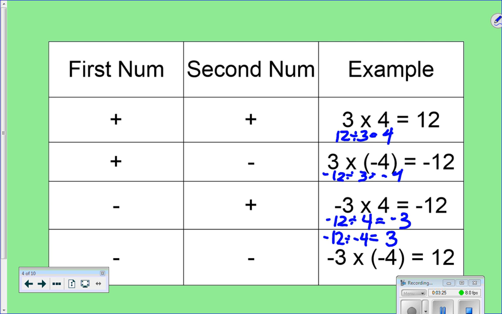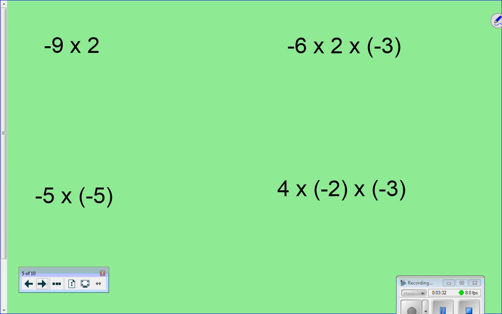It's a long day. Any questions on this? This is pretty self-explanatory. All right, let's do some of these together. The first one I look at is up here, negative 9 times 2. I can look at this and tell if it's positive or negative right away. What is it going to be? It's going to be negative because I have a negative and a positive. It's going to be negative 18. What about this one? Positive or negative? Positive 25.